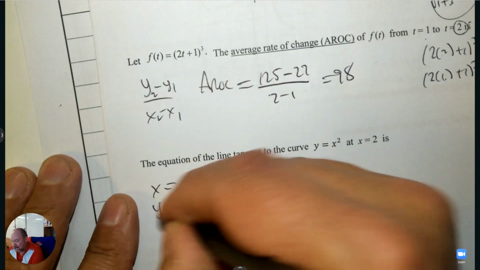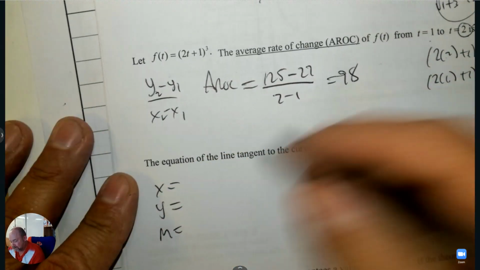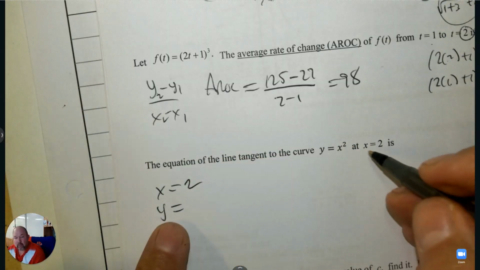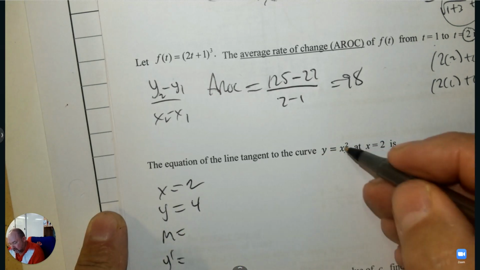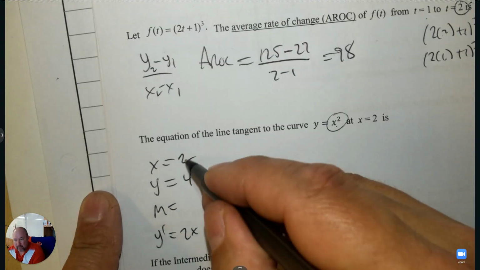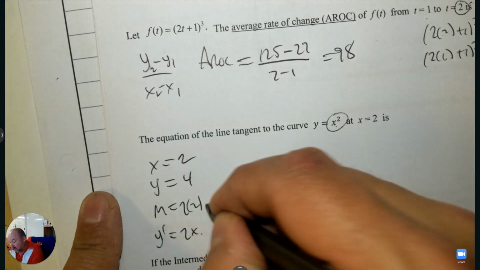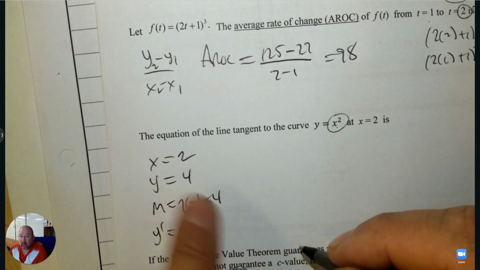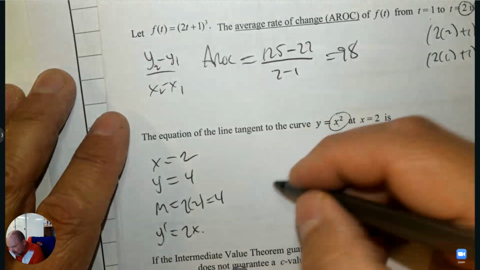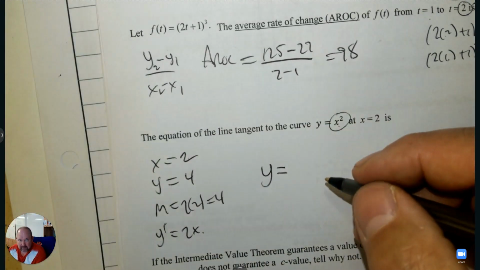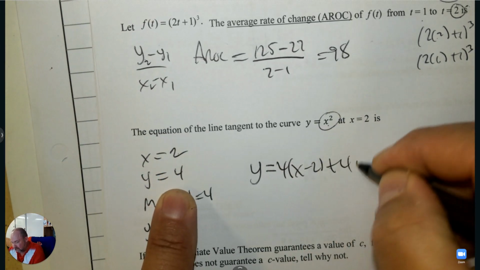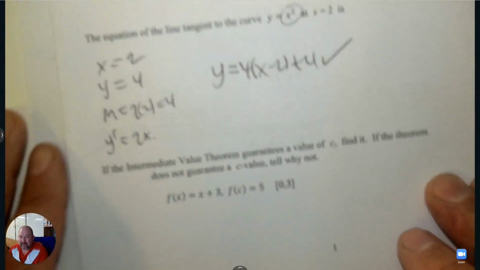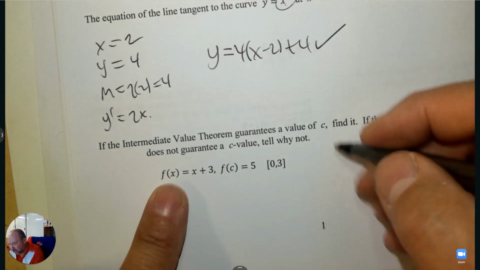Equation of a tangent line. What does that mean? X, y, and the slope. So the x coordinate is 2, the y coordinate you plug in 2 and you get 4. The slope, I need the derivative. And so the derivative of x squared is 2x, and then you plug x into the derivative and you get 4. Most of the time these won't match, but they can match. And then from there you would write down the equation of a line. You'd write down y equals the slope times x minus 2 plus 4. It's over.